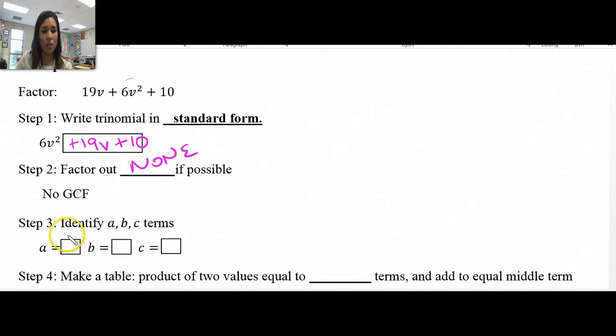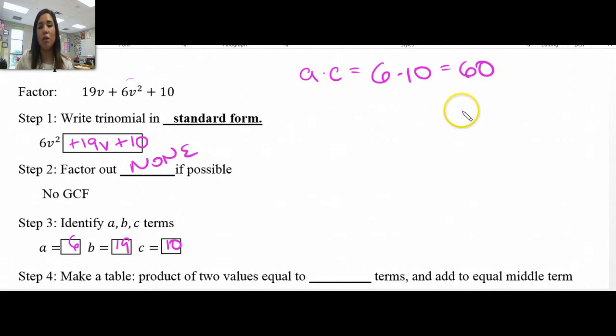Okay, so then I'm going to identify A, B, and C. A is 6, B is 19, C is 10. What am I going to do? I'm going to try and see if I can do what we were doing before. So we're going to go ahead and multiply A times C. In this case that's 6 times 10, and that gives you 60. So remember, what we're trying to do is find factors of 60 that multiply to give you 60 but add to give you B. In this case B is 19, so we want them to add to give you 19. So let's see if we can figure those out.